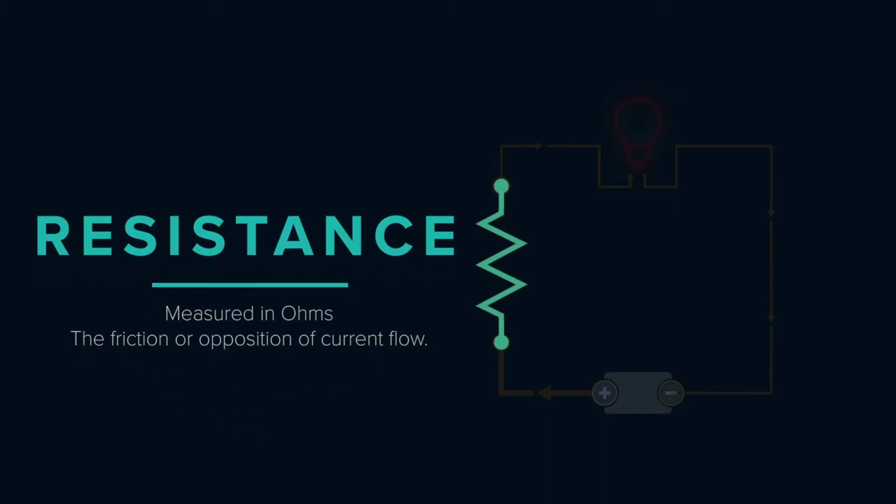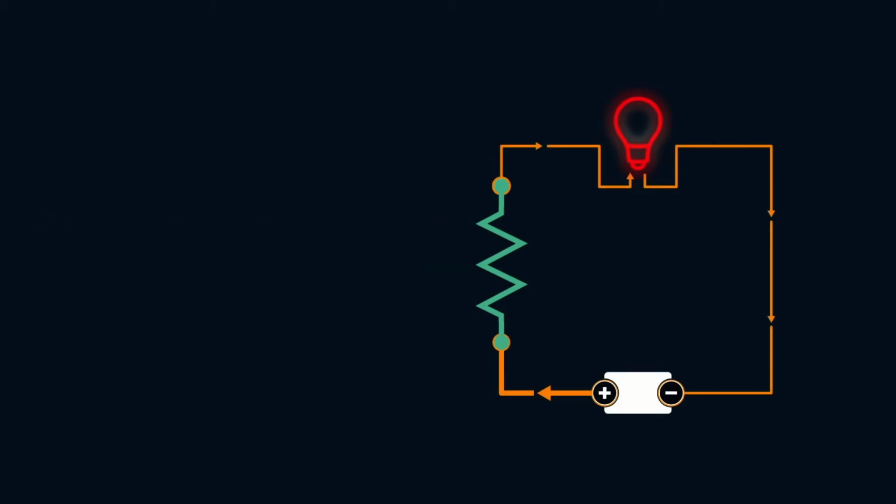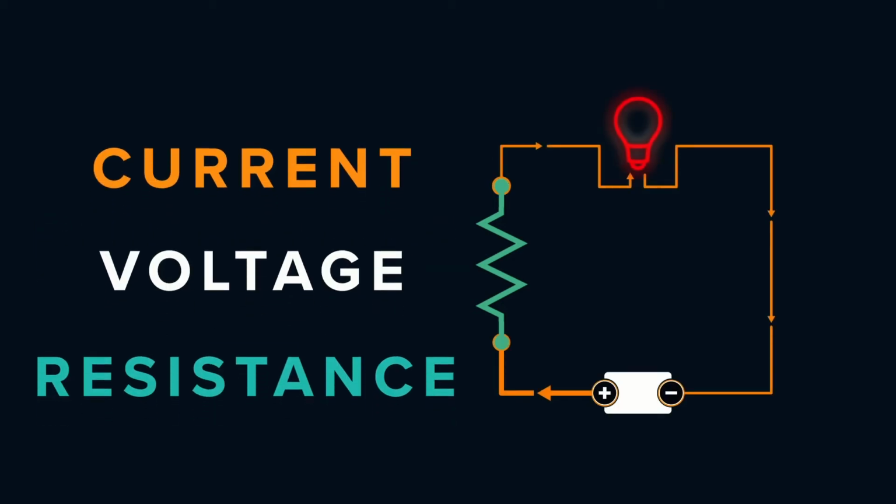Finally, we have resistance, which is measured in ohms, and it is the friction or opposition of current flow. Here, to avoid overpowering this light bulb, the amount of current flowing from the battery is controlled through resistance. Knowing the basics of current, voltage, and resistance will all help with the completion of your project.